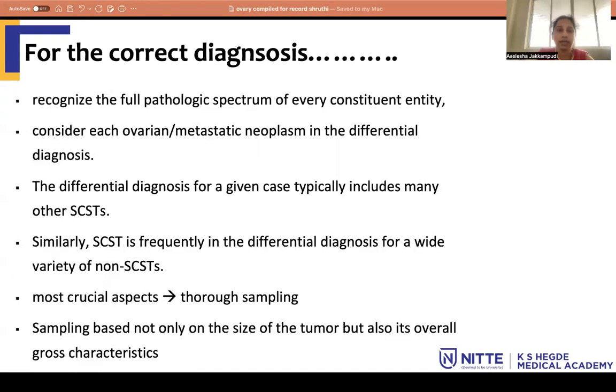For the correct diagnosis of any tumor, you have to recognize the full spectrum of every entity. You have to know the morphology of all entities, and the differential diagnosis is very important. You have to keep the differential diagnosis within the category of sex cord stromal tumors and also the tumors which are non-sex cord stromal tumors. The most crucial aspect in correct diagnosis is thorough sampling based on gross morphology. Variable morphologic areas should be sampled thoroughly.